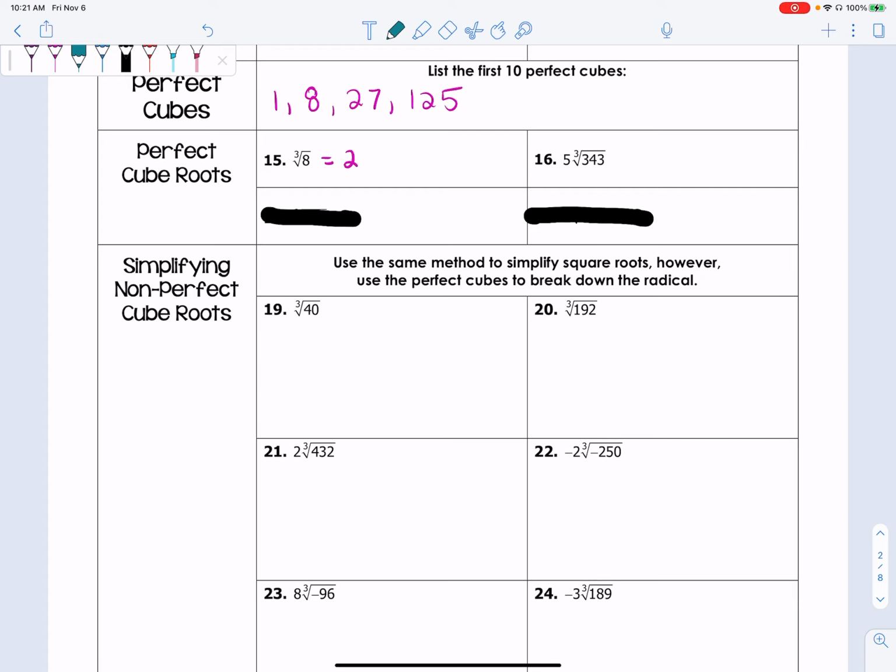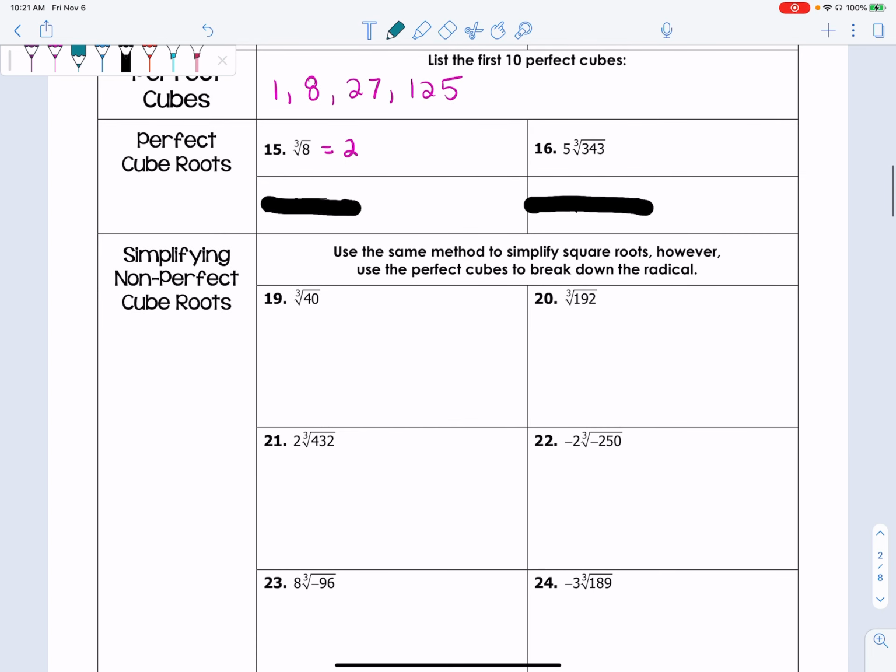So I have a non-perfect cube root. I already know that, it's given to me in my instructions. So I'm going to break down 40. 40 we know is 4 times 10, 2 times 2, and then 2 times 5. Now remember back when we were simplifying square roots, our index was a 2, and that was telling us how many of a kind we needed to find in our factor tree.